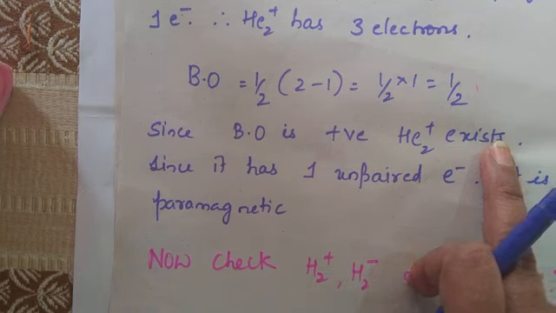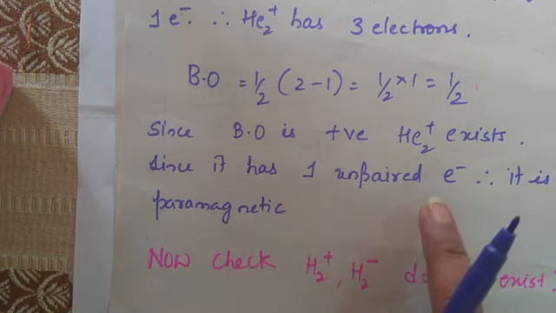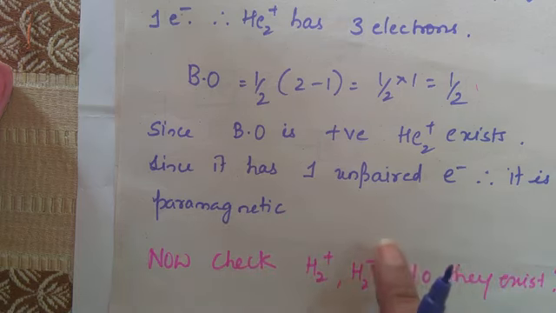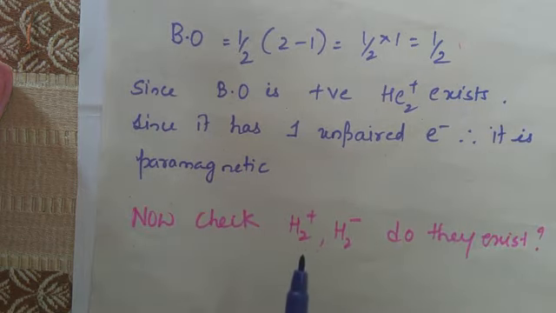Because it has how many unpaired electrons? In antibonding there was 1 electron. So because it has 1 unpaired electron, He2+ is paramagnetic. Now, on the same lines, please check whether H2+ and H2- exist.